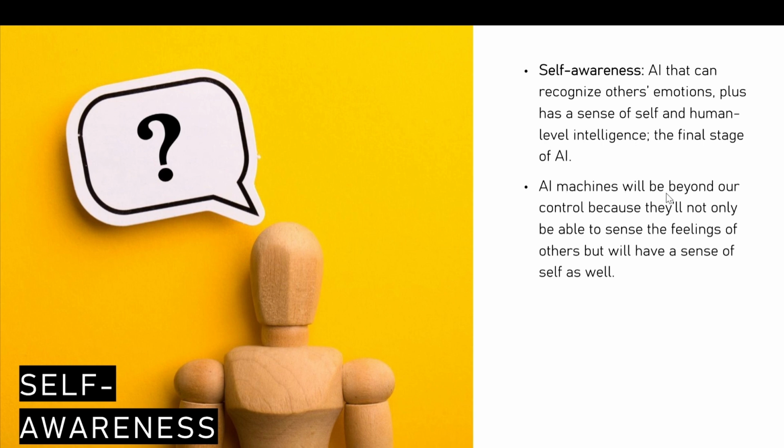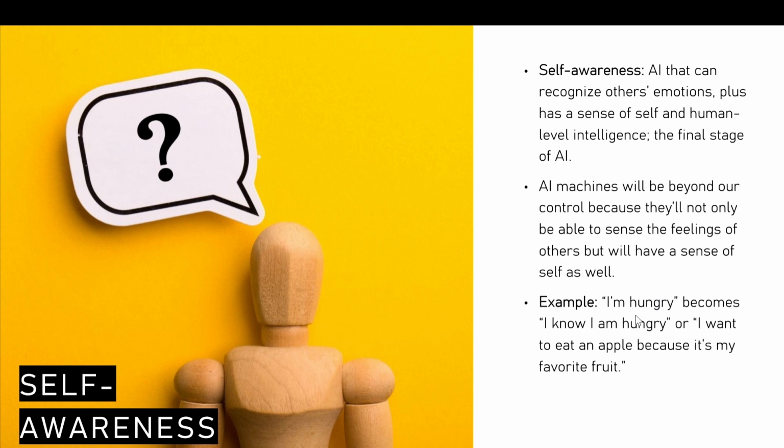So the AI machines will be beyond our control because they will not only be able to sense the feelings of others but will have a sense of self as well. The example we have here is that "I am hungry" becomes "I know I am hungry," or "I want to eat an apple because it's my favorite food." So this is a kind of AI model that works by understanding human emotions as well as being self-aware by taking its own feelings.